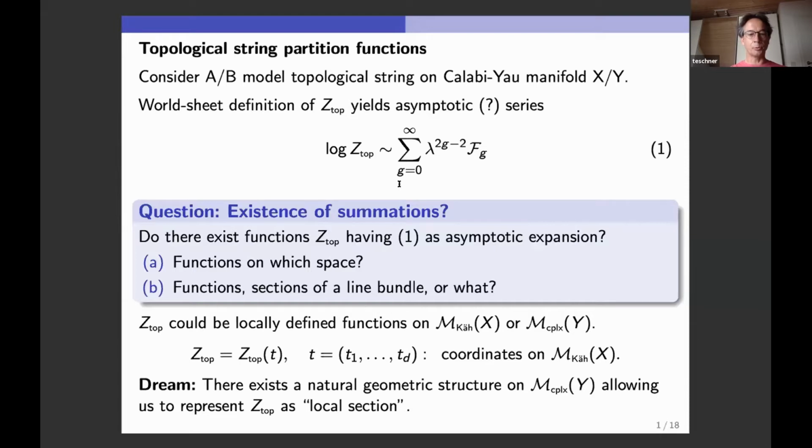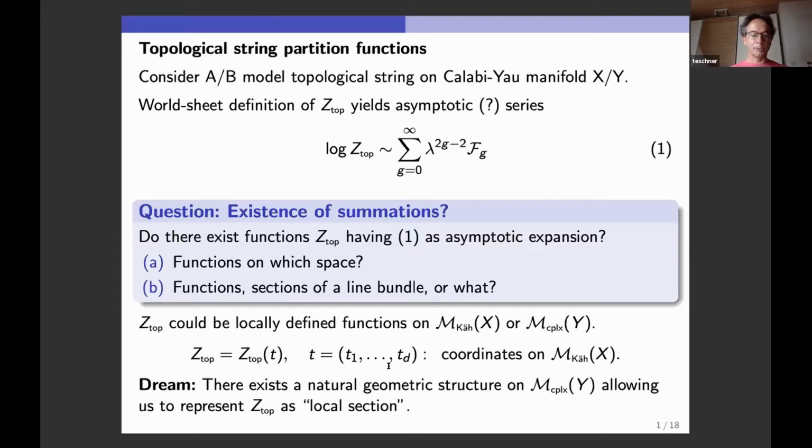Of course, this comes with obvious questions, namely, if so, which space are these functions defined on? And secondly, do we really want a function or maybe a section of a line bundle or something even more general? In any case, even a semi-optimistic scenario would be that the Z-tops, which are defined by a summation of the series, could be locally defined functions on, depending on whether we talk about A or B model, either the Kähler moduli space or the complex structure moduli space of the Calabi-Yau in question.